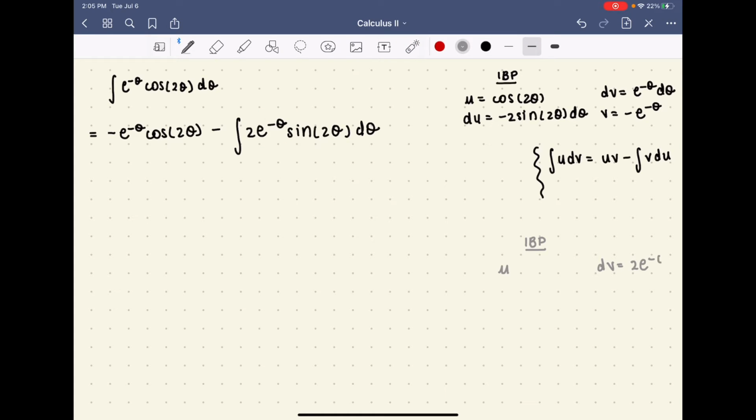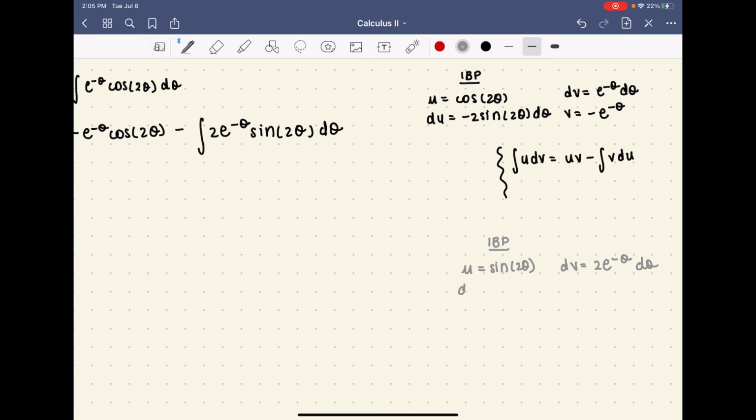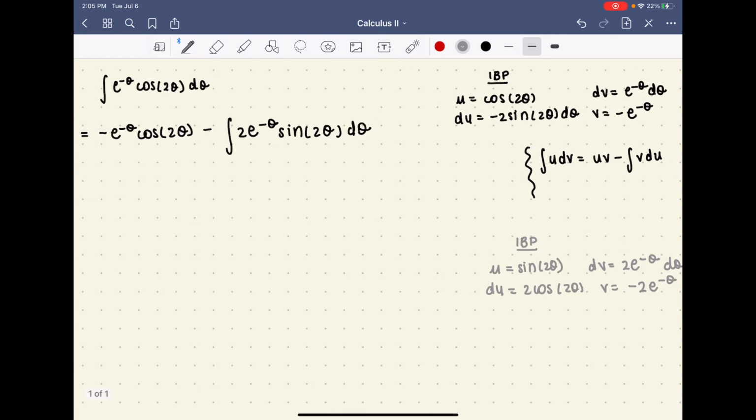So 2e to the minus theta, and then we set our u, whatever is left, so whatever remains. du is going to be 2 cos 2 theta, and v is going to be equal to minus 2e to the minus theta. Now we integrate. Once again, we don't integrate this part. We integrate this part. So I'm going to put a bracket right here so that it's easier. So uv, minus 2e to the minus theta sine 2 theta, minus the integral of v du.